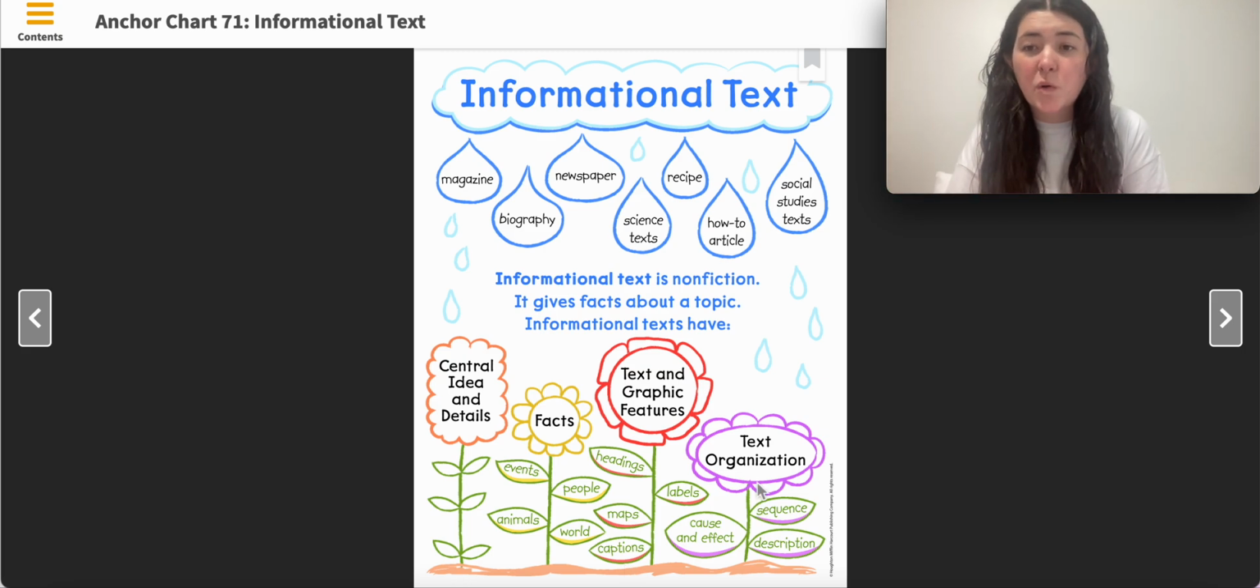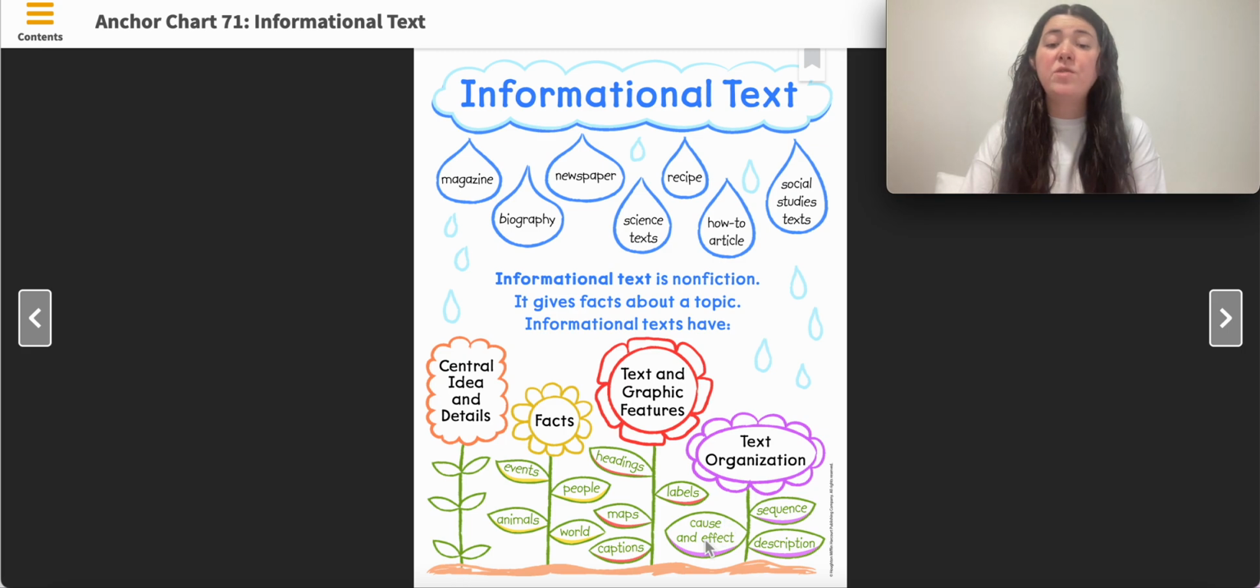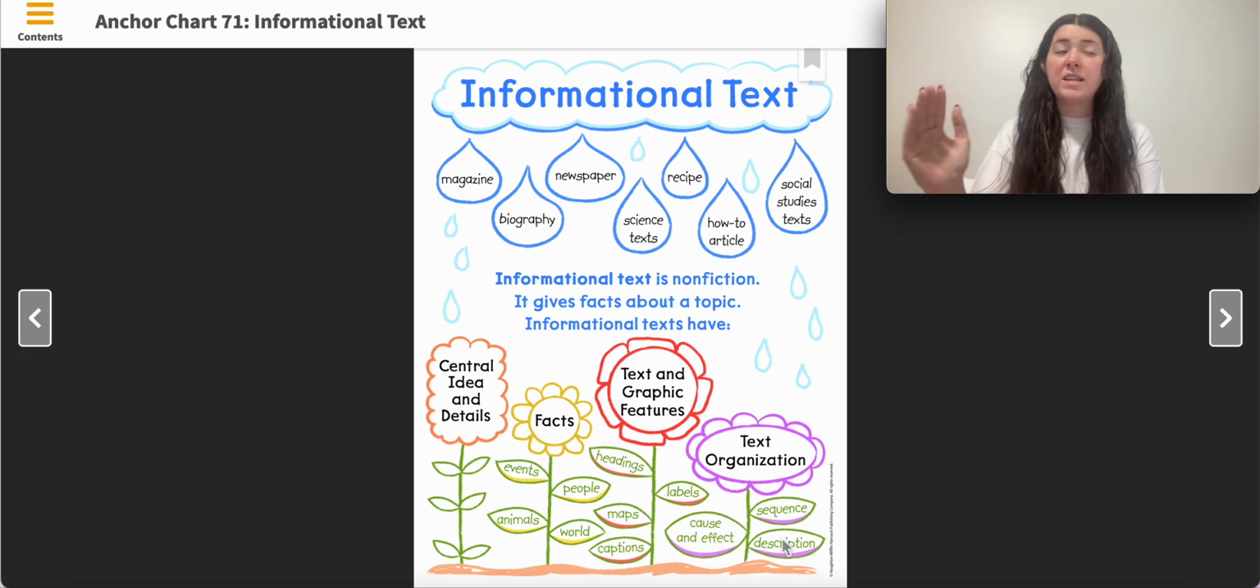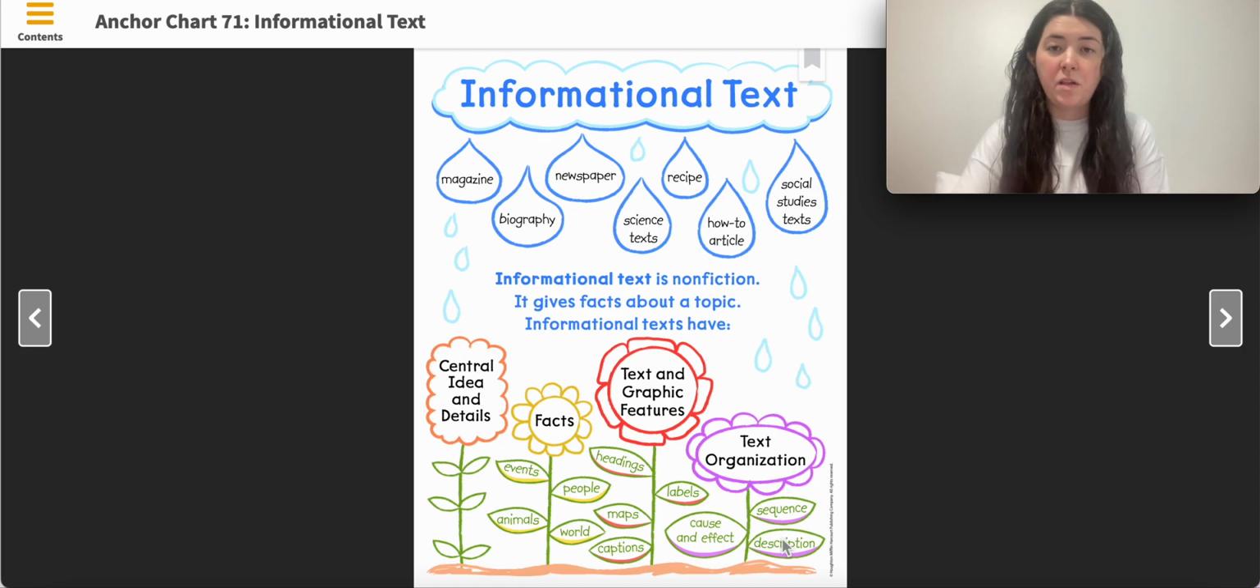And then also text organization, we've been talking about all year too. Cause and effect, sequence, and description. That means the order that things are in and then describing words to go along with it.